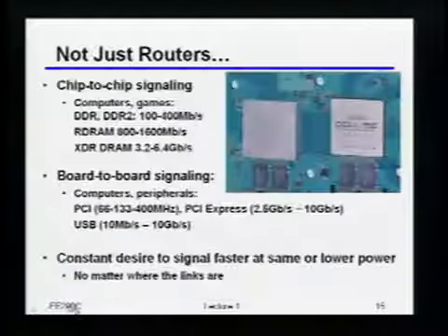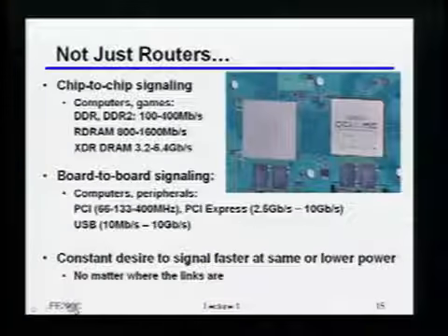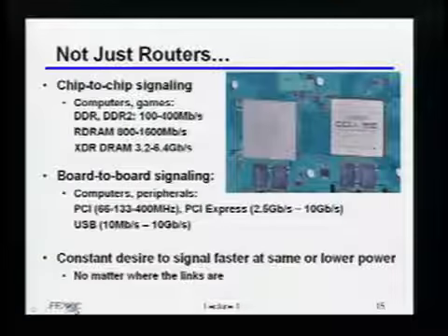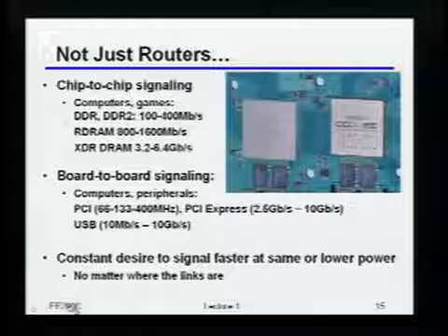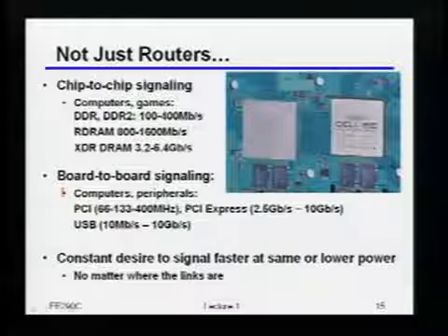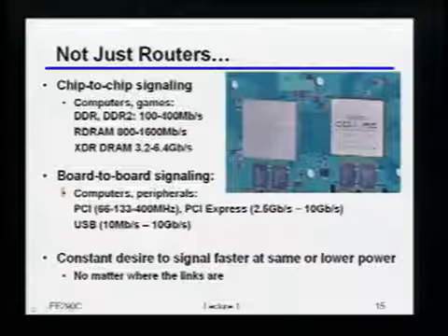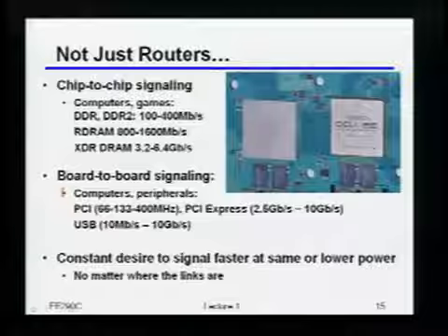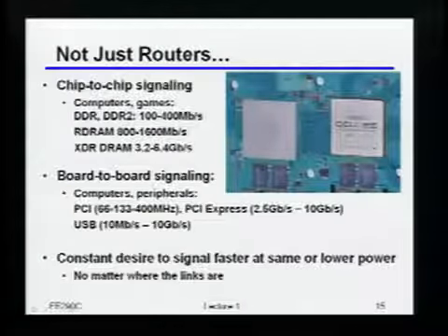Okay, so I talked a lot about routers, but that's not really the end of the story. As I mentioned before, these links show up all over the place. If you don't believe me, I gave you another alphabet soup of different links that you may run into, all of which have very high throughput and very stringent power requirements. So, in chip-to-chip signaling, here I took a picture of a couple of chips inside the PlayStation 3.